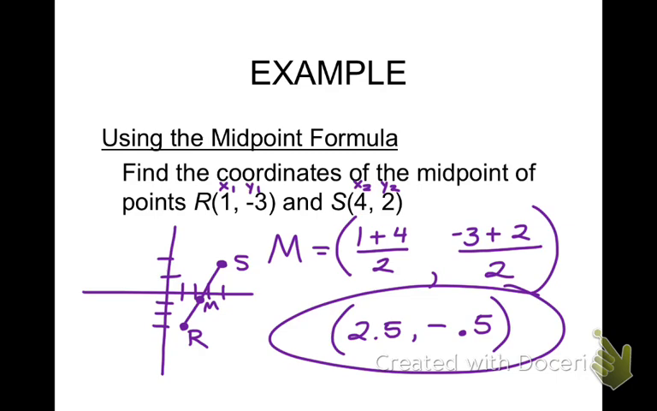Okay. What should be true about the slope from M to S and the slope from R to M? They should be the same, right? Shouldn't they be the same rise over run? Okay. Anything on the line would have the same.